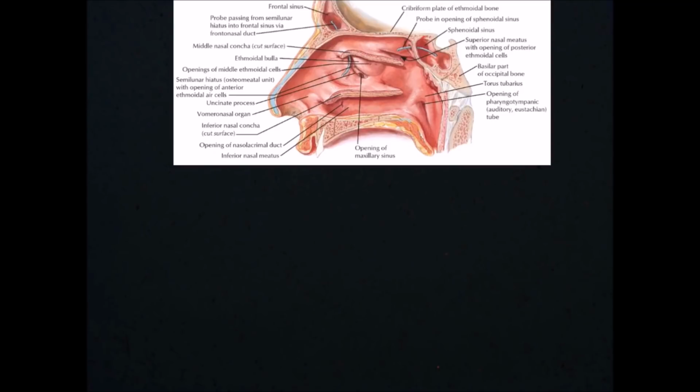Another important structure is related to the middle meatus. If we pass a straight wire or probe through the middle meatus, then we will reach the posterior wall of the nasopharynx, which is formed by the nasopharyngeal adenoids.